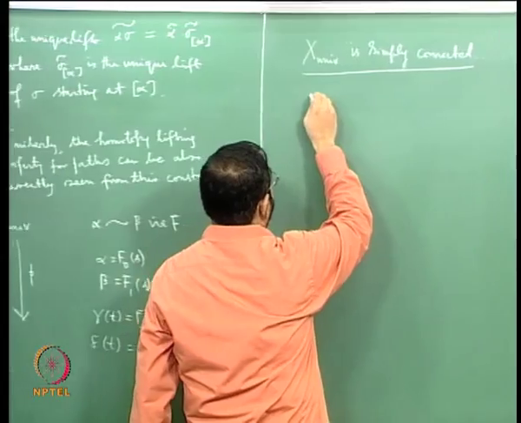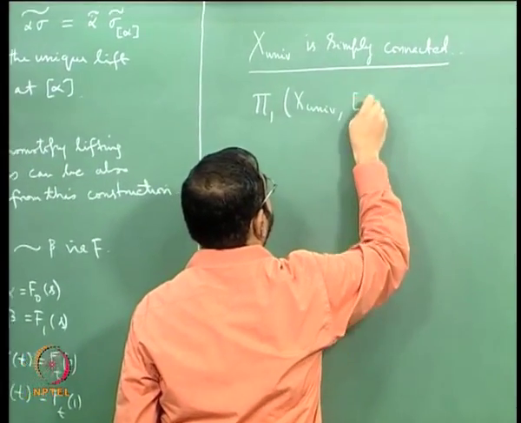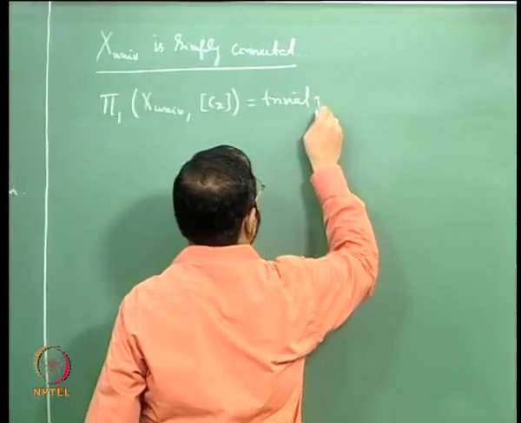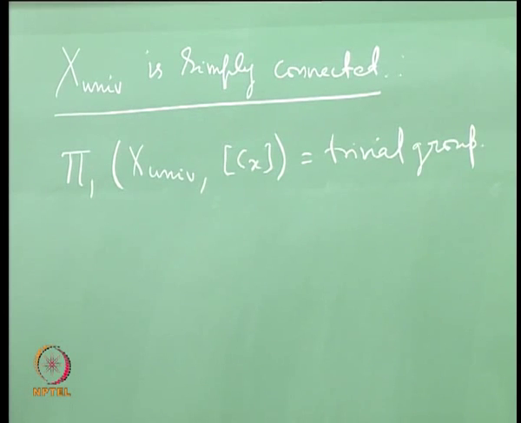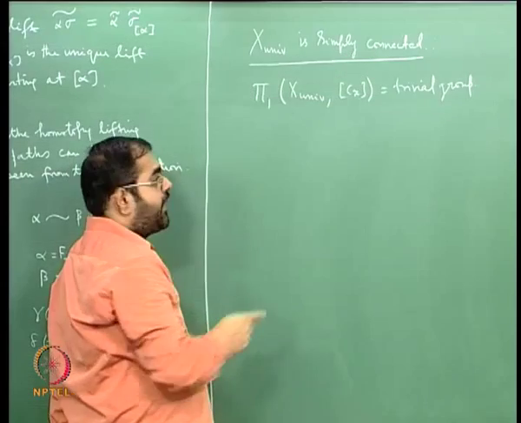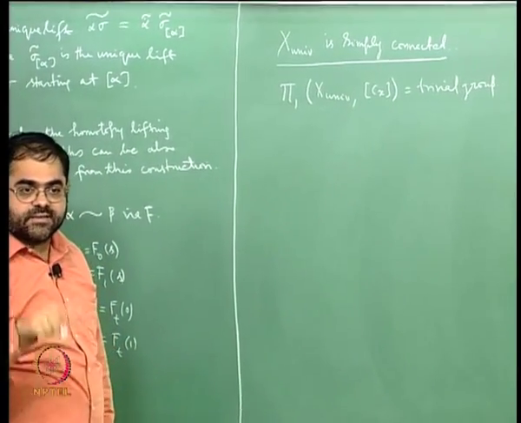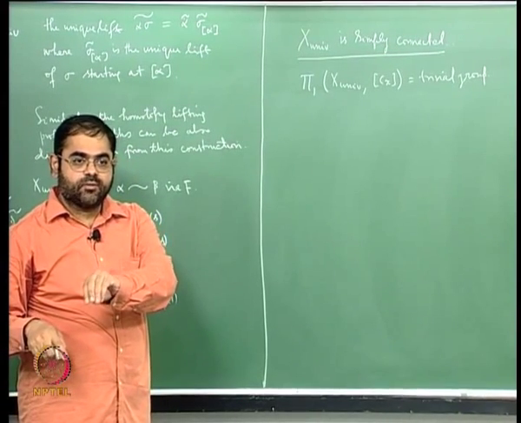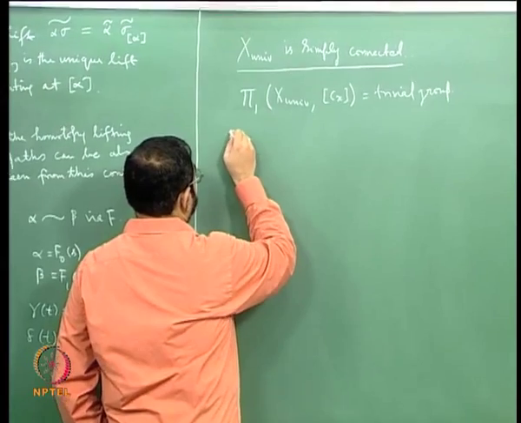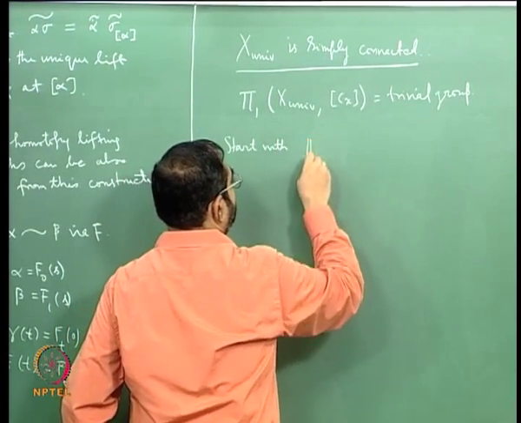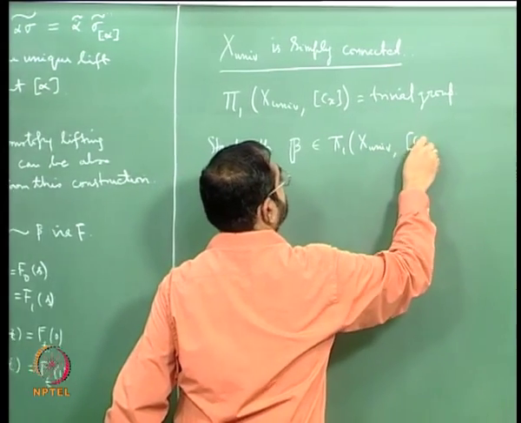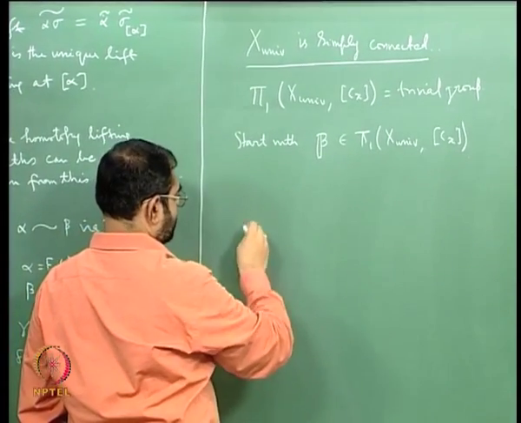So I have to show that pi 1 of X univ comma Cx is a trivial group. So I take a loop, loops starting at Cx and ending at Cx. I will have to show that I can continuously deform it to the constant path at Cx. That's what I have to show. So let me draw a diagram. Start with beta in pi 1 of X univ, Cx.